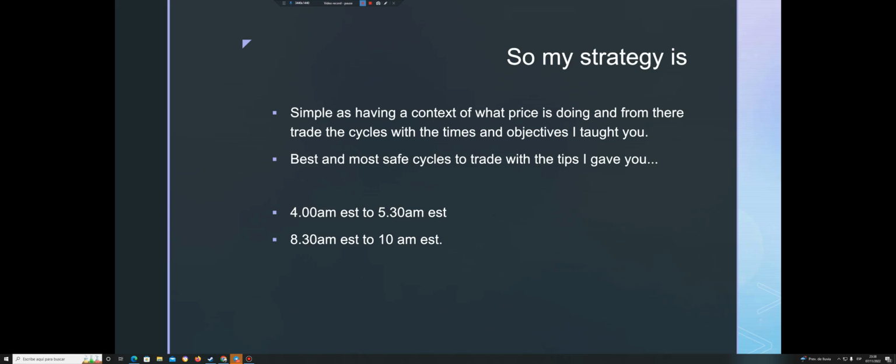And then the last cycle of New York, I already told you how to trade it. But yeah, that's basically how I trade those cycles, and that's basically which cycles I trade, and this is basically my strategy. Basically that is my strategy, yeah.